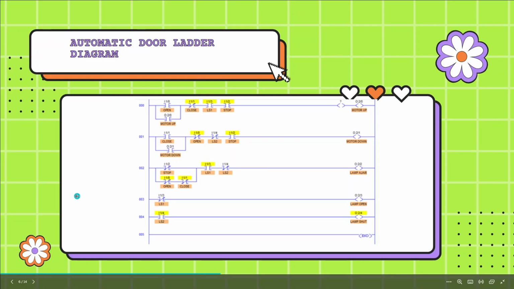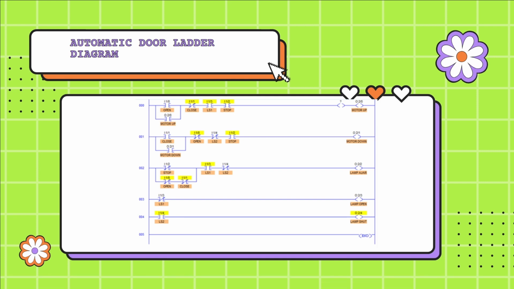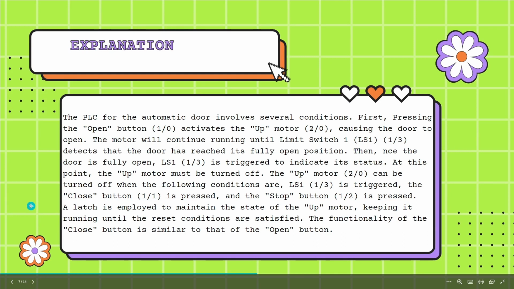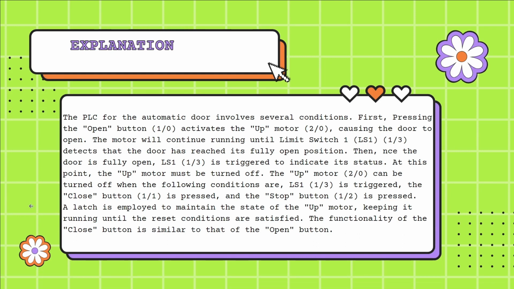And here we have the ladder diagram for our automatic door. So for the explanation, the PLC for the automatic door involves several conditions. First, pressing the open button activates the up motor, causing the door to open. The motor will continue running until limit switch 1 detects that the door has reached its fully open position. And then, when the door is fully open, LS1 is triggered to indicate its status. At this point, the up motor must be turned off.